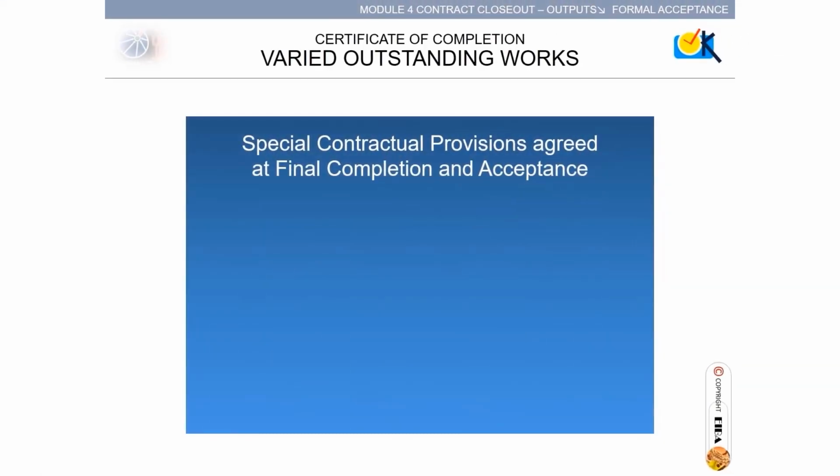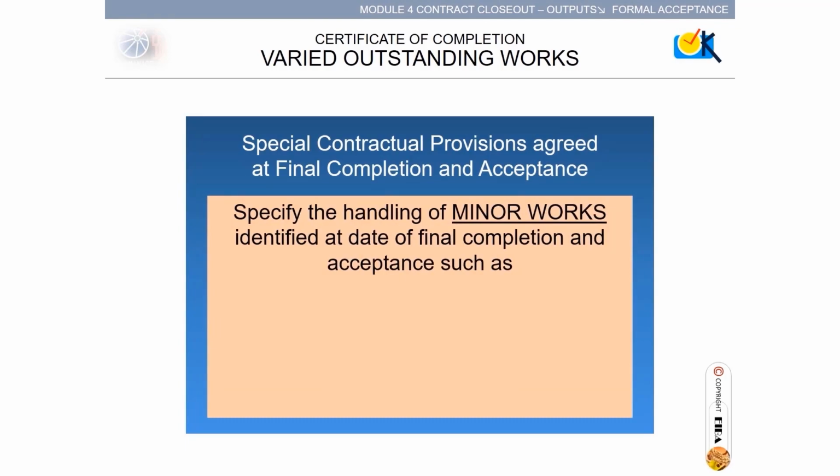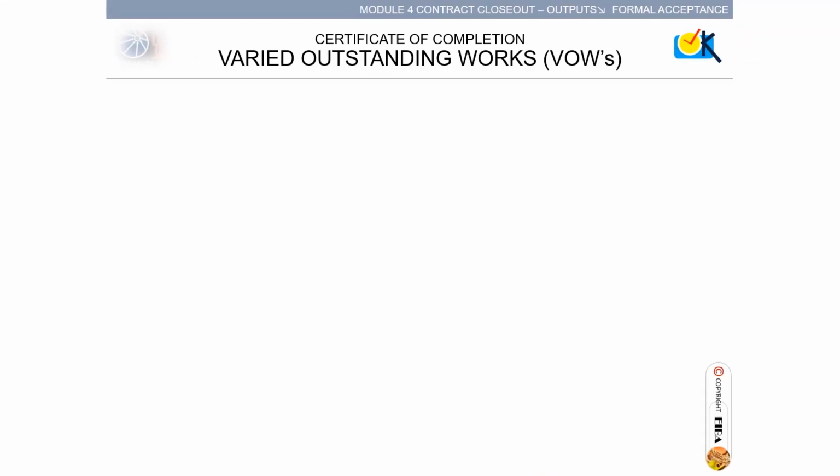Varied outstanding works, special contractual provisions agreed at final completion and acceptance. These specify the handling of minor works identified at the date of final completion and acceptance, such as deficiency, defects, non-conformance. How are varied outstanding works handled?